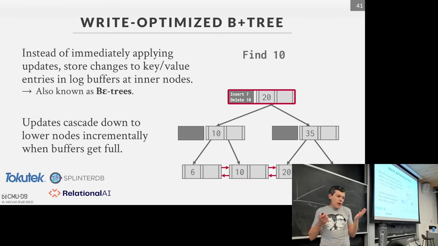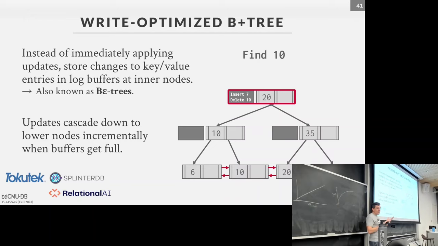So now if a query comes up and wants to find 10, well, as I traverse down, I look in the mod log and say, okay, is the thing I'm looking for here? So in this case here, I deleted 10. It's in my mod log, so when I do my lookup, I would find the entry here, and I'm done. I don't need to go to the bottom and to actually see the change.